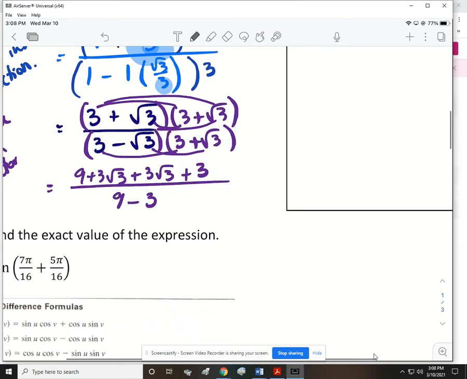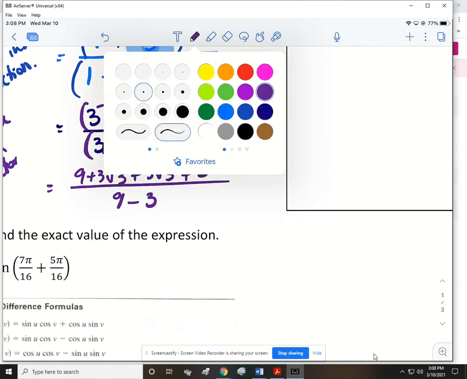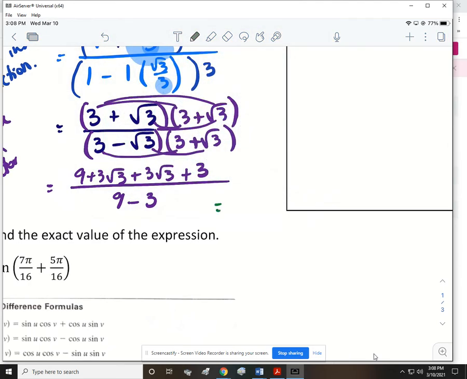I'm running out of room. All right, this is a lot, I know, but now we're almost done. So we're going to add the 9 and the 3 together, and that's going to give us 12. And then we'll add 3 square root of 3 and another 3 square root of 3, that's going to be 6 square root of 3. And then in the denominator, that's going to be 6.